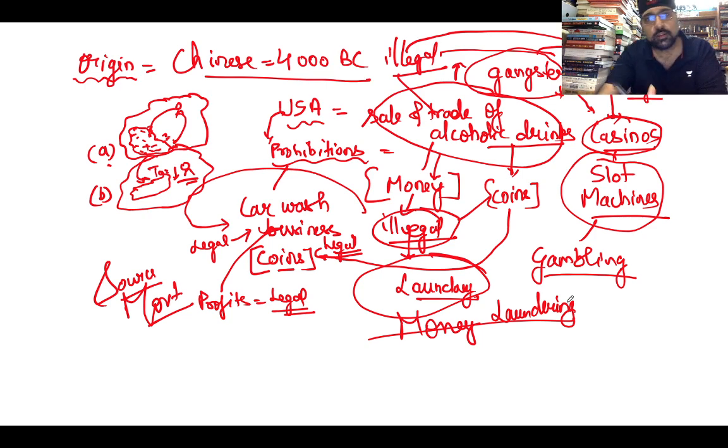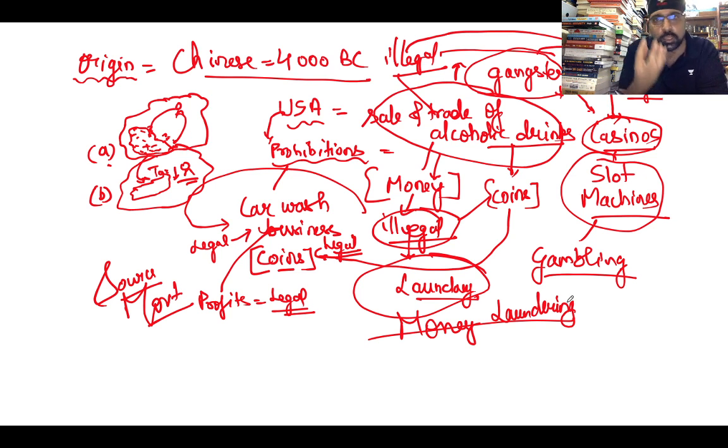What is happening in the laundry business, or what is happening inside a laundry machine? In a laundry machine, you put your dirty clothes, and those clothes eventually become clean. And what is happening in money laundering? You put your dirty money, blend it with some clean money, and your money becomes clean.